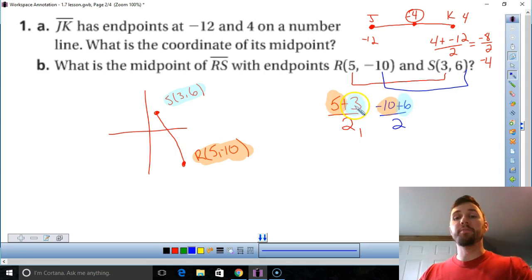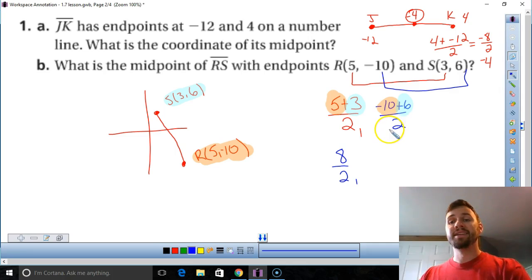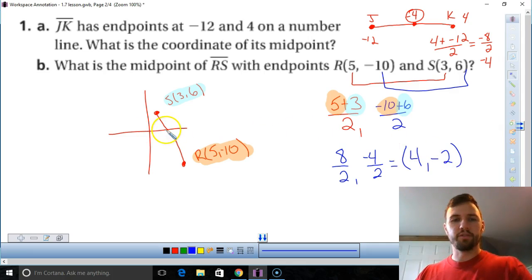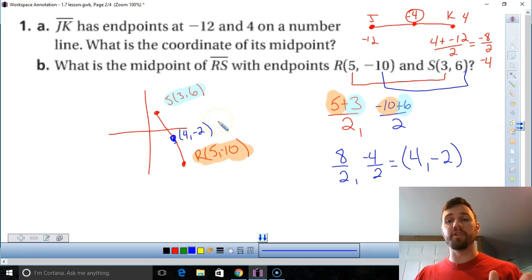5 plus 3 is 8 over 2. Negative 10 plus 6. Remember, you just subtract them. 10 minus 6 is 4, but 10's bigger and negative, so it's negative 4 over 2. So that's actually 4 comma negative 2 is your point. Let's see. So go 4, down 2. So about right here. It's our midpoint. Get the average of your x's, average of your y's.